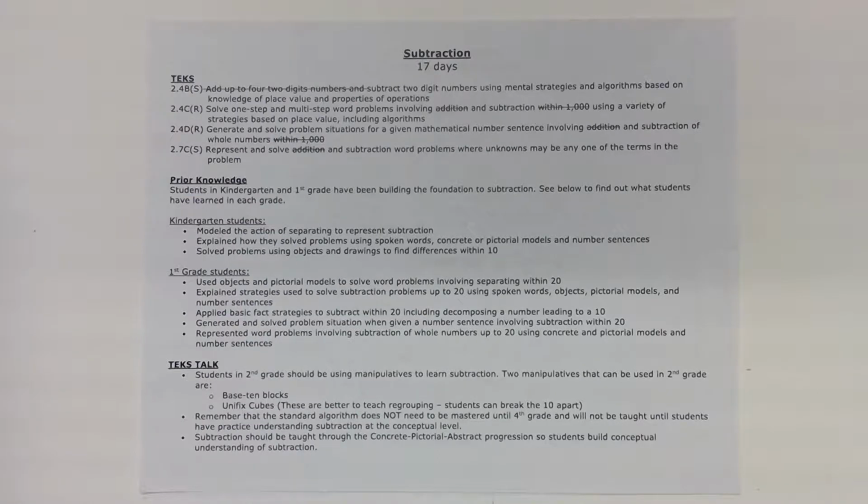In this video, we'll be looking at subtraction in second grade. The TEKS are 2.4b, 2.4c, 2.4d, and 2.7c. Our examples in this video are all going to be two-digit subtraction, but after you've done your addition and subtraction, you will move on into three-digit, and this video will work for the instruction as well.